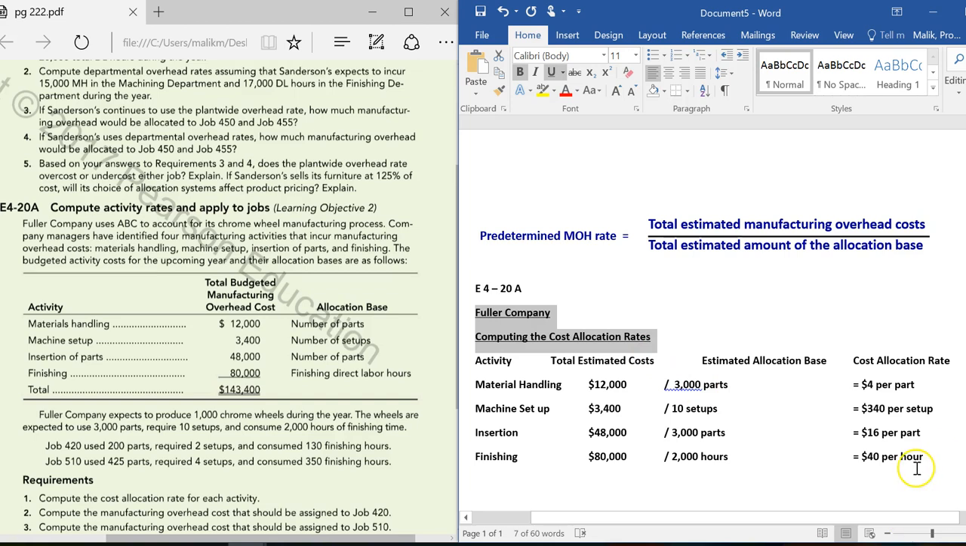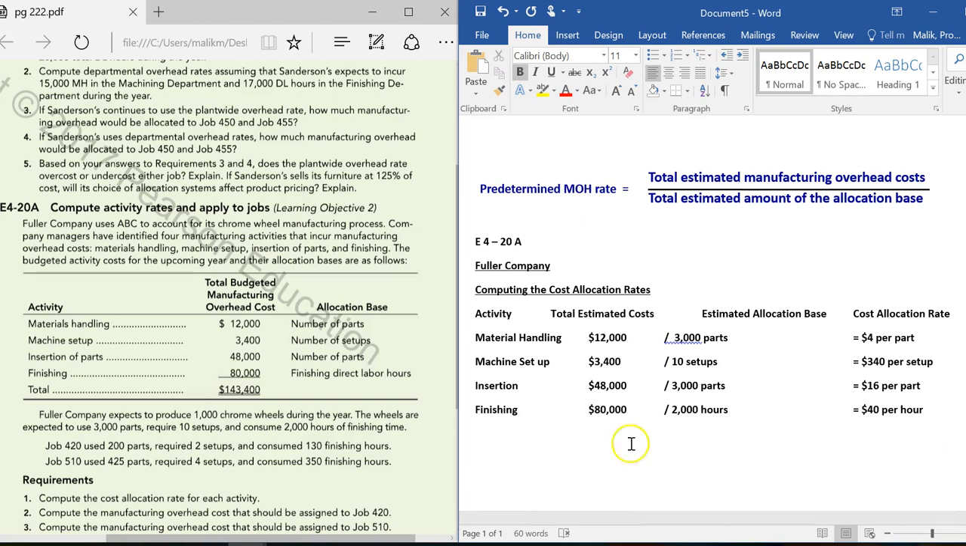Now what we will be doing, we will calculate our allocated overhead costs for two jobs. First job is job number 420, and these are the actual amount of allocation base, and the second job is job number 510. So we're gonna use these rates, and for every job we will use their specific actual allocation base, which will give you your total amount of assigned costs. I'm highlighting the headings so that you can figure out easily what are the headings and what is the information that I took from the problem in your textbook. Okay, so these are our column headings.